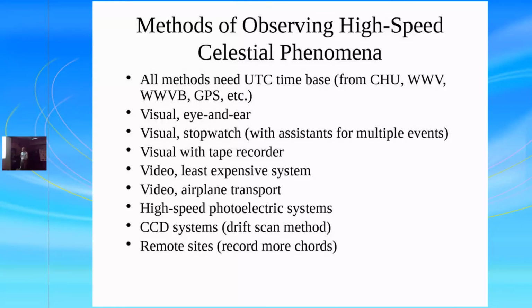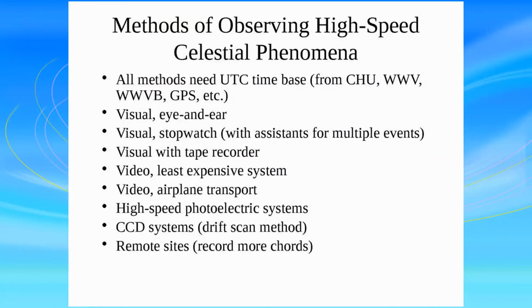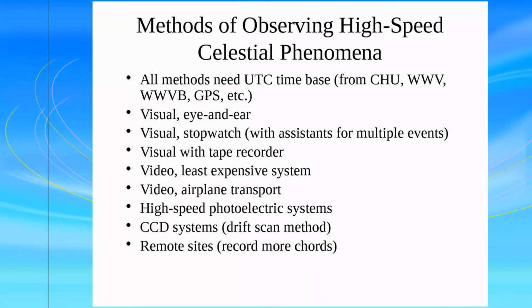Anyway, these are the methods of observing high-speed celestial phenomena. Just to recap, all methods need an accurate time base, a UTC time base of CHU, WWV, or GPS, whatever you can get to provide it. Then the different visual methods used in the past include eye and ear, where you listen to seconds ticks from the shortwave radio. And in earlier days, they just used ticks from a pendulum clock.